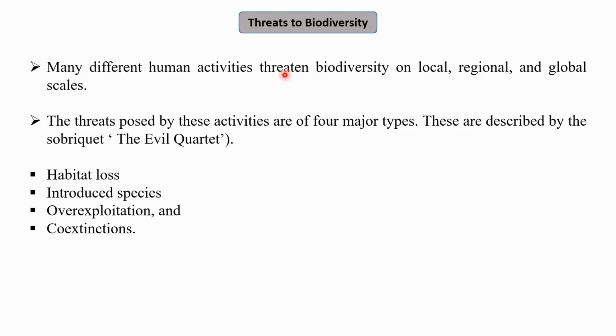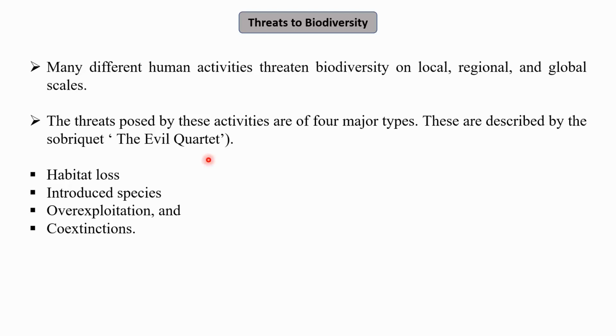These activities have actually proven to be the major reason for the loss in the biodiversity in recent years. The threats posed by these activities are of four major types, and they are described by the sobriquet, the evil quartet. These four major types of threats which have led to the loss in the biodiversity are: first, habitat loss, where the loss in the habitat of a particular species may result in the extinction or endangerment of that species.